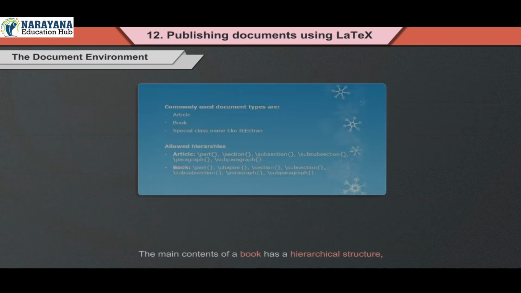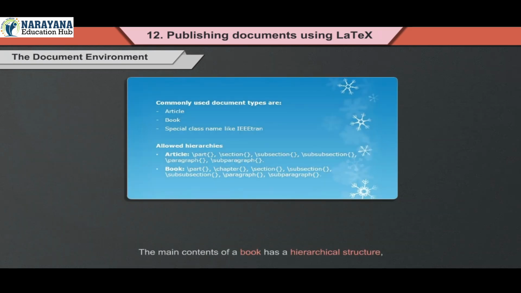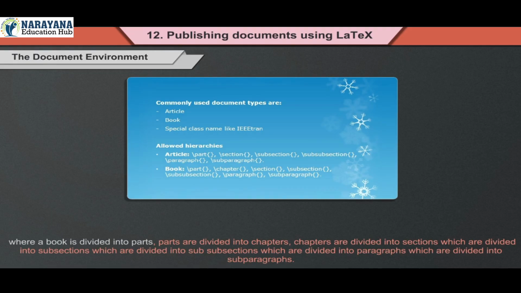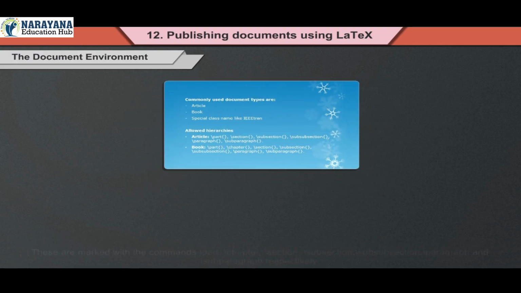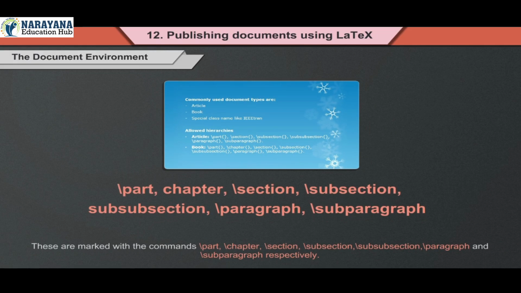The main contents of a book have a hierarchical structure where a book is divided into parts, parts are divided into chapters, chapters are divided into sections, which are divided into subsections, which are divided into subsubsections, which are divided into paragraphs, which are divided into subparagraphs. These are marked with the commands \part, \chapter, \section, \subsection, \subsubsection, \paragraph, and \subparagraph respectively.